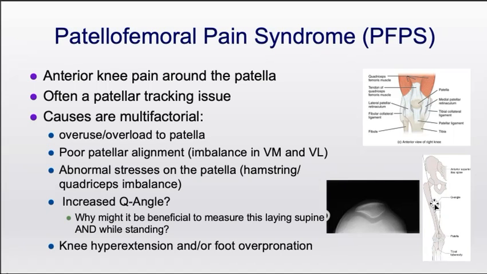Now, a normal angle for the Q angle in men is 10 degrees, and in women, it's 15 degrees. And this is because of anatomical differences within the pelvic girdle between men and women. You can measure this while they're standing up, you can measure it while they're lying down. And if they're outside of these numbers, then it can change the biomechanical advantage of the quadriceps on the knee.